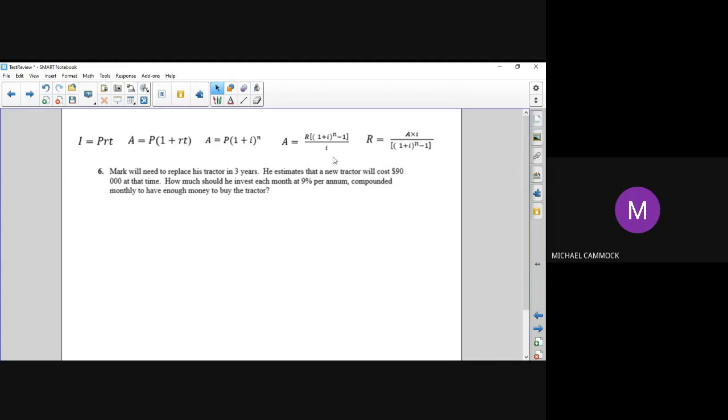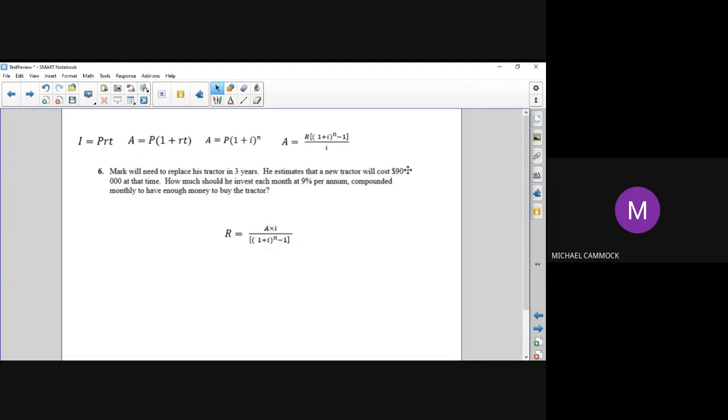Well, here's the thing. Equation 4 is asking you to figure out the A, which is the amount. We have the amount. The amount is $90,000. What we don't know is the R. And that's why we should be looking at number 5. Because we're going to put the A as $90,000 in the question, and then we're going to figure out what that regular payment is that gets us to the $90,000. That's the difference, right? So we're going to use equation 5.